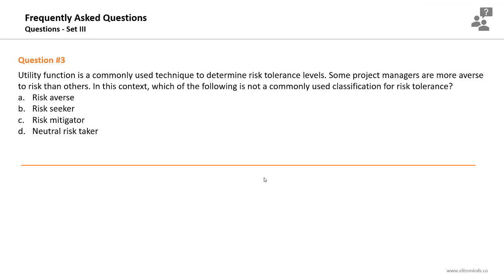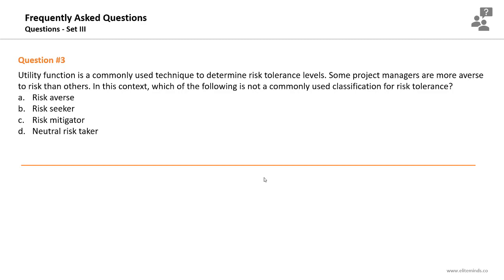Question number 3. Utility function is a commonly used technique to determine risk tolerance levels. Some project managers are more averse to risk than others. In this context, which of the following is not a commonly used classification for risk tolerance? Identifying the risk tolerance for the project stakeholders and for the organization itself is very important, and it will influence your activities in planning for risk management.